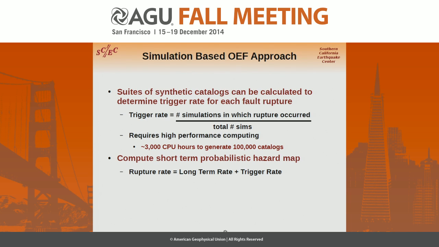And the next step is to generate an operational earthquake forecast from these catalogs. So we generate suites of synthetic catalogs, in this case 100,000 for each scenario, to determine the trigger rate for each fault rupture. And the trigger rate is just the number of simulations in which that rupture occurred divided by the total number of simulations. Then you can calculate a short-term probabilistic hazard map where the rate of each rupture is the long-term rate, which might have to be modified for elastic rebound, plus this short-term trigger rate.